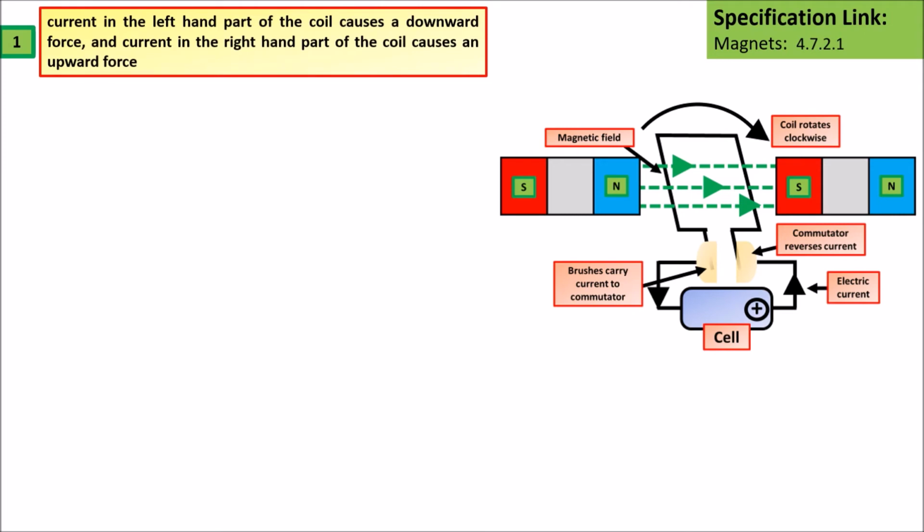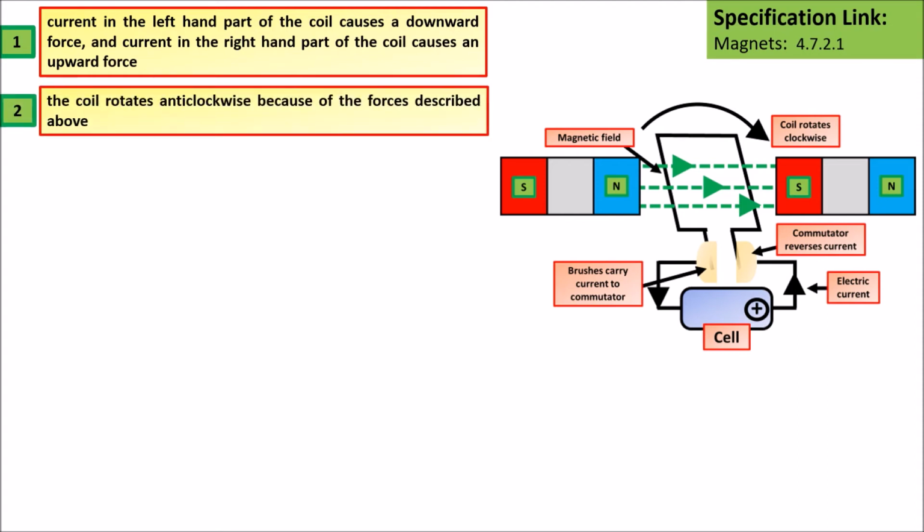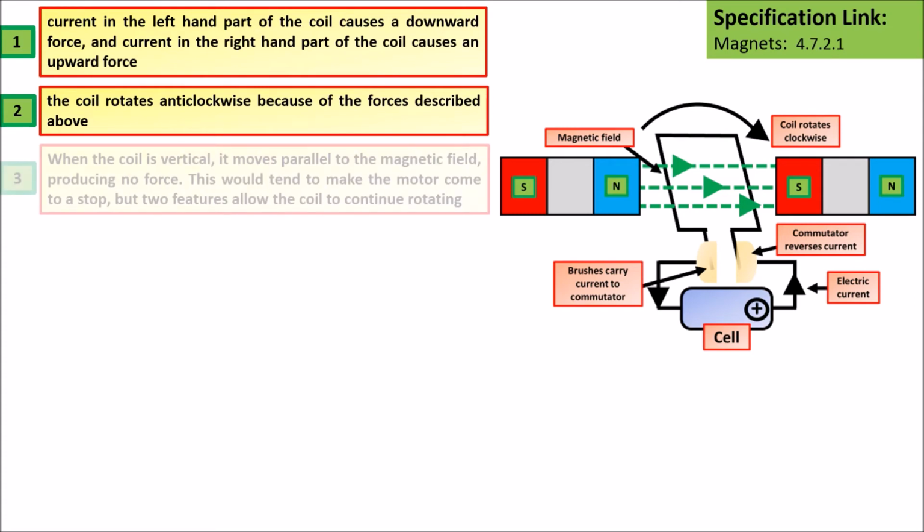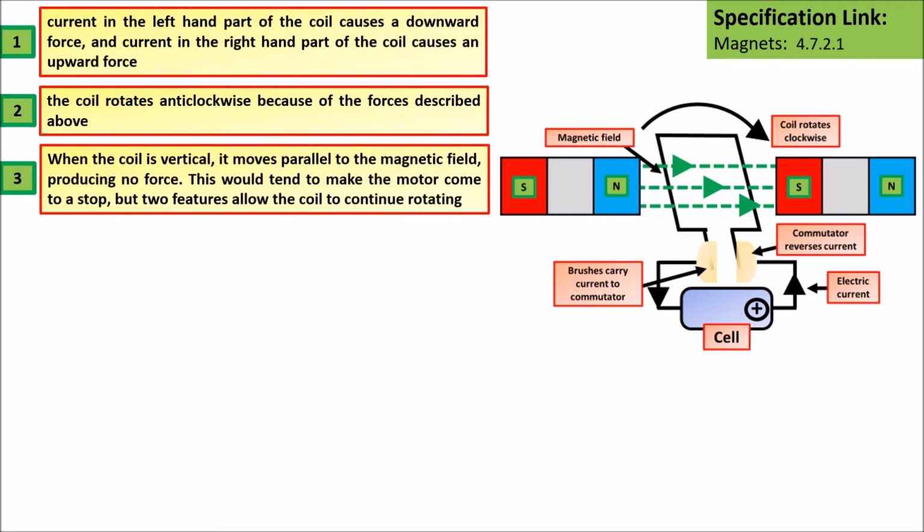So if we look at the stages of what happens in an electric motor, the current in the left-hand part of the coil causes a downward force, and the current in the right-hand part of the coil causes an upward force. So the coil rotates anti-clockwise because of the forces that have been previously described. When the coil is vertical, it moves parallel to the magnetic field, producing no force. So this would tend to make the motor come to a stop.